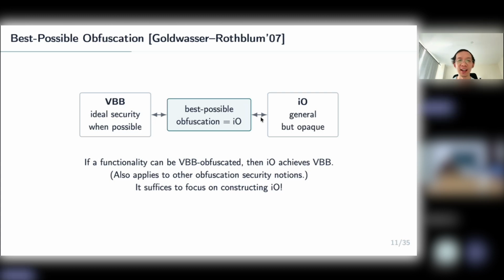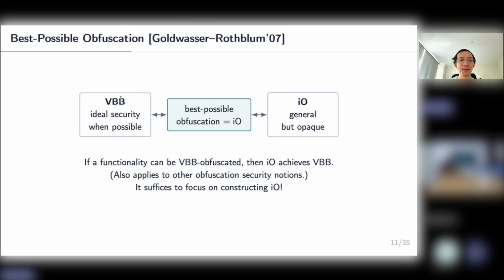Okay, so in the classical setting, there's this notion called best possible obfuscation. And this work not only proposed this notion of best possible obfuscation, they in fact proved that best possible obfuscation is equivalent to IO. So the interpretation of this result is that it bridges the gap between VBB and IO.